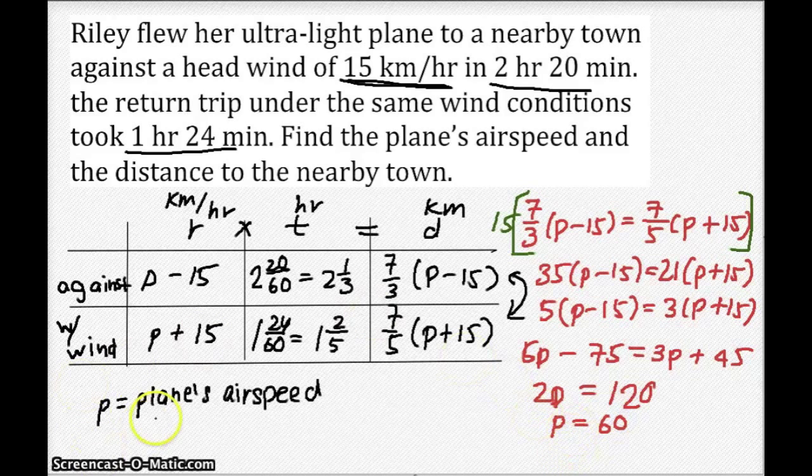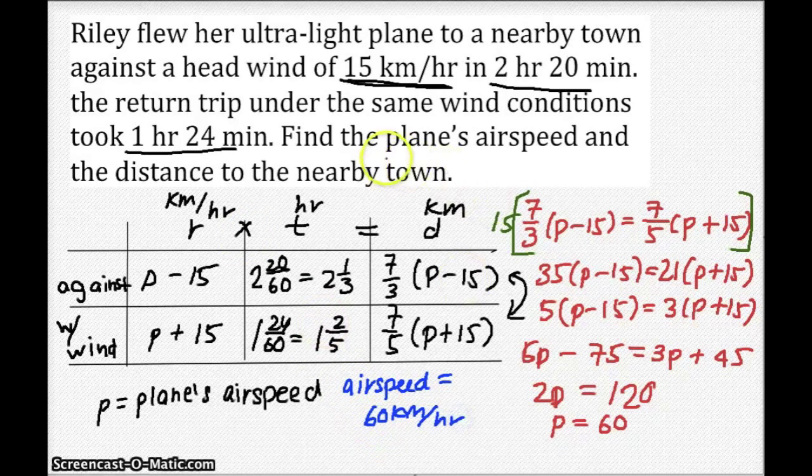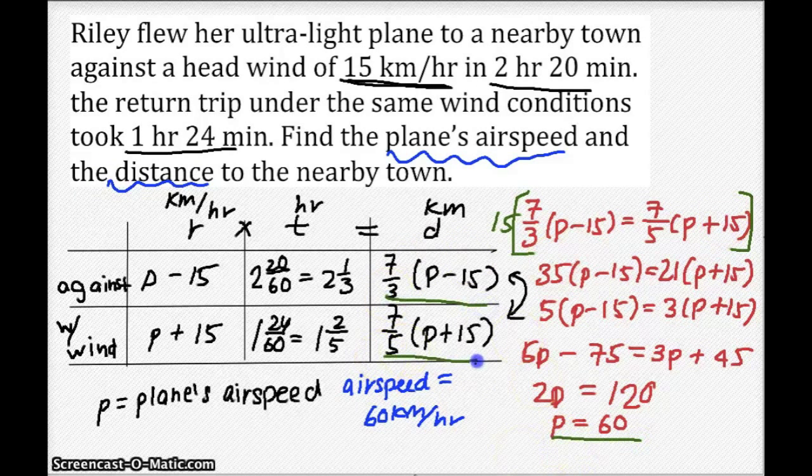So p was the plane's airspeed, so I'm going to write the answer in blue this time. So the plane's airspeed equals, remember the units, 60 kilometers per hour. So that would be answering this question. Now we need the distance. And in order to find the distance, we're just going to substitute this value into either this or this. Oh, I'll draw an arrow. So I'm going to do the problem right here.